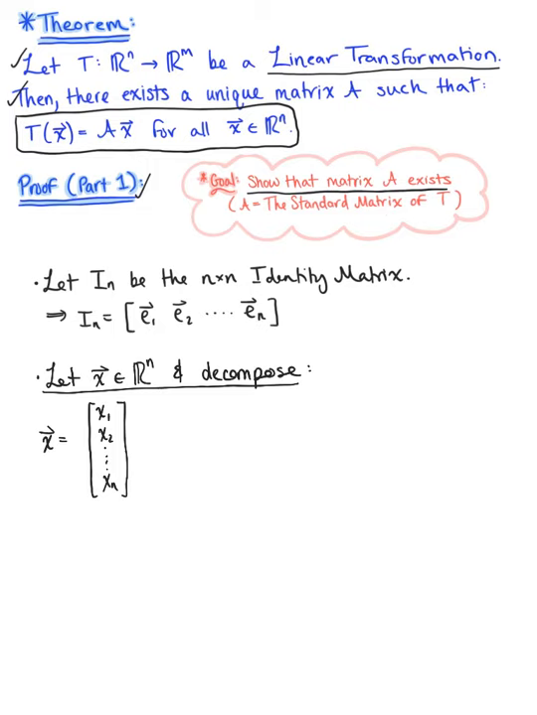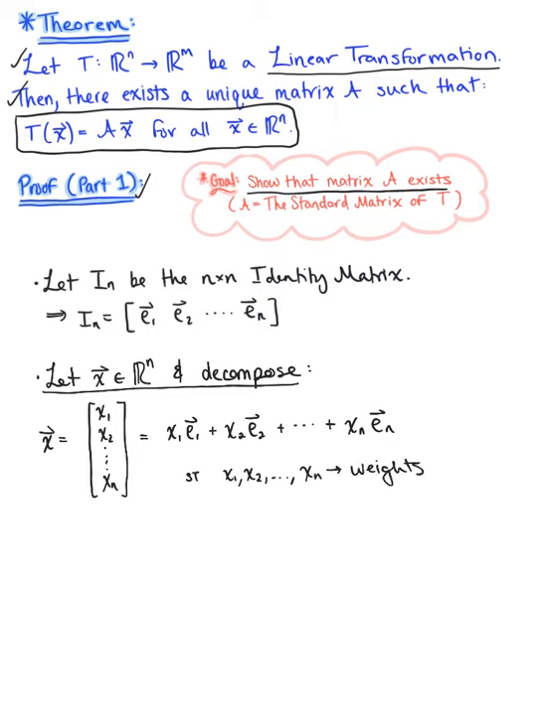We can rewrite this as a linear combination of the elementary vectors. So we have x sub 1 multiplied by the elementary vector e sub 1, plus x sub 2 multiplied by the elementary vector e sub 2, and this continues all the way up to the nth term, x sub n times the elementary vector e sub n. Since this is a linear combination, x sub 1, x sub 2, all the way to x sub n are the weights, or the scalars, or the coefficients.